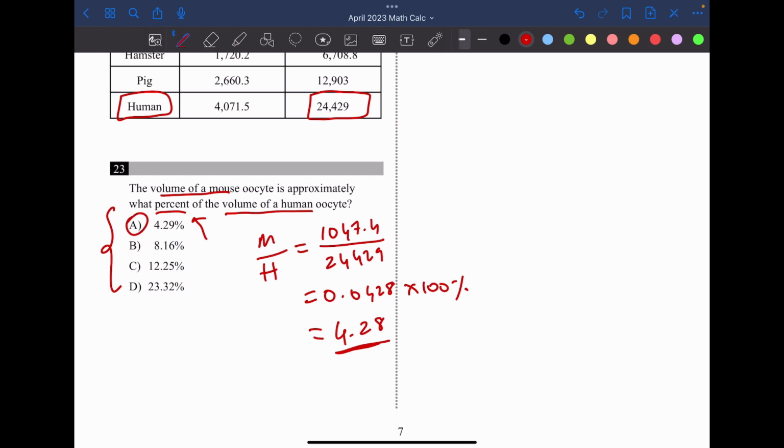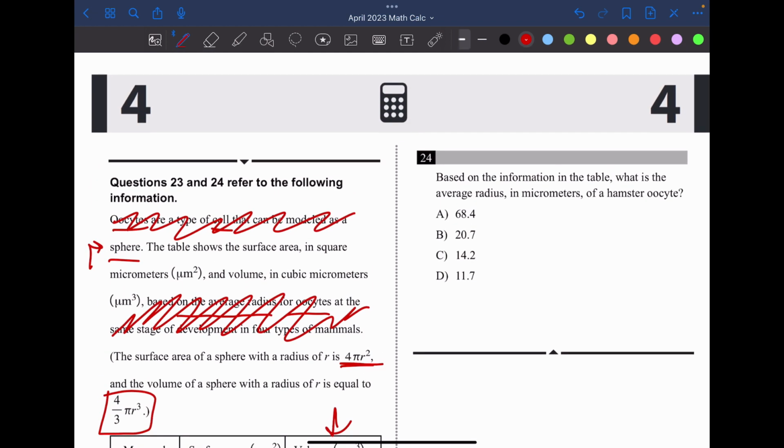It's that simple. These questions are mainly to test how nervous you are and how nicely you can plug numbers into a calculator. So also make sure that you're putting in the right numbers in a calculator because you don't want to make a mistake with that. Question number 24.